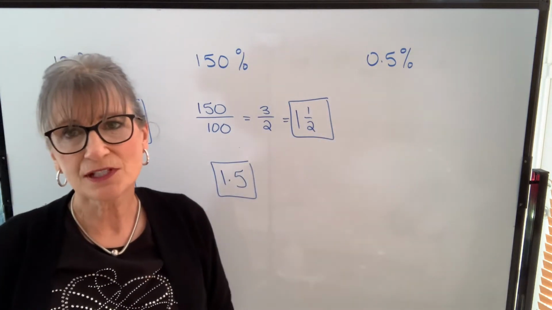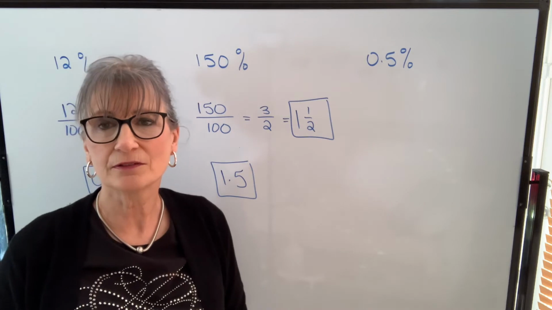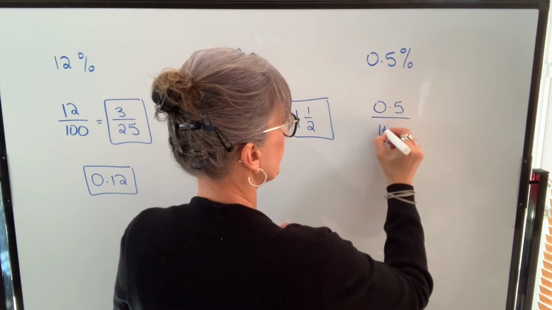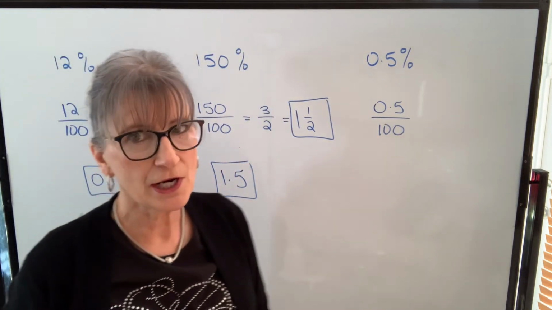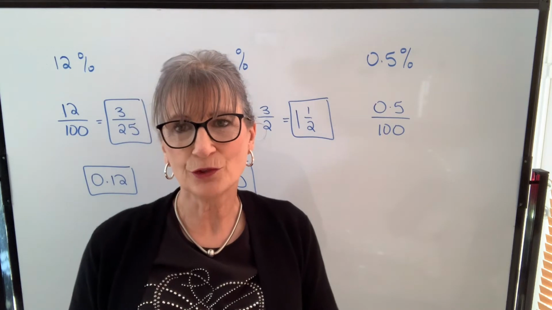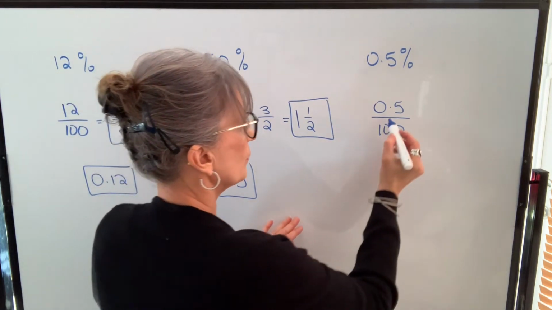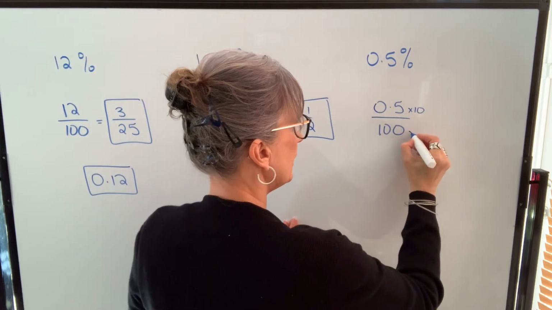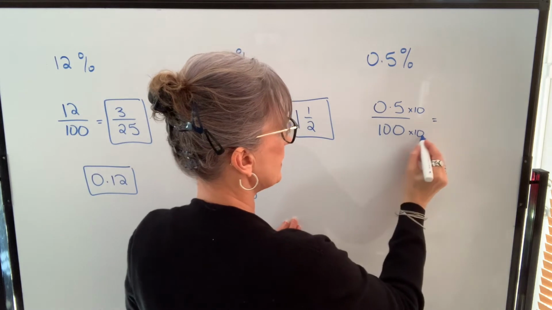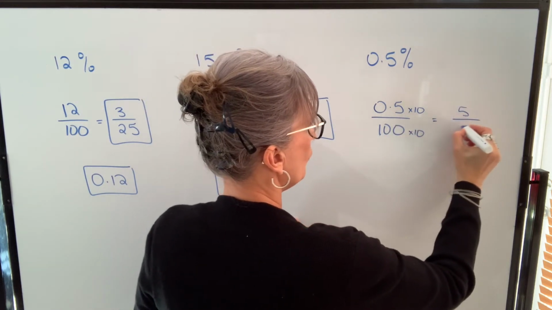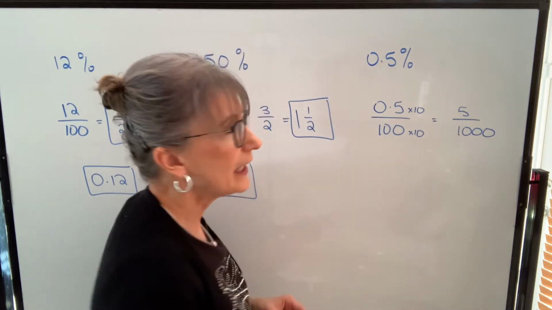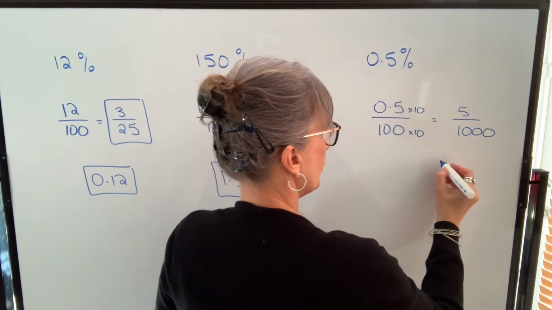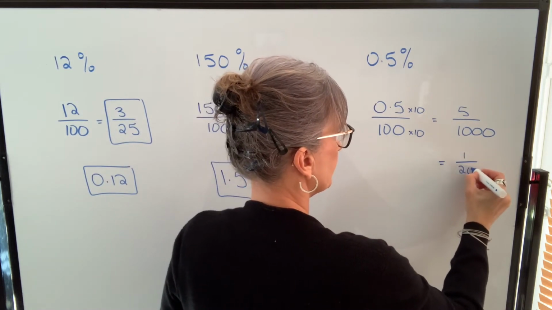Sometimes you might have decimals in your percents. You still go about the conversion the same way. We're going to put 0.5 over 100. But in order for a fraction to be simplified, we cannot have a decimal in the numerator or the denominator. So in order to get rid of this decimal, I'm going to multiply the numerator by 10, and whatever I multiply the numerator by, I need to multiply the denominator by the exact same thing. So that will be 5 over 1,000. Now that my decimal's gone, now I can reduce it. 5 divides into numerator and denominator, so it will be 1 over 200.